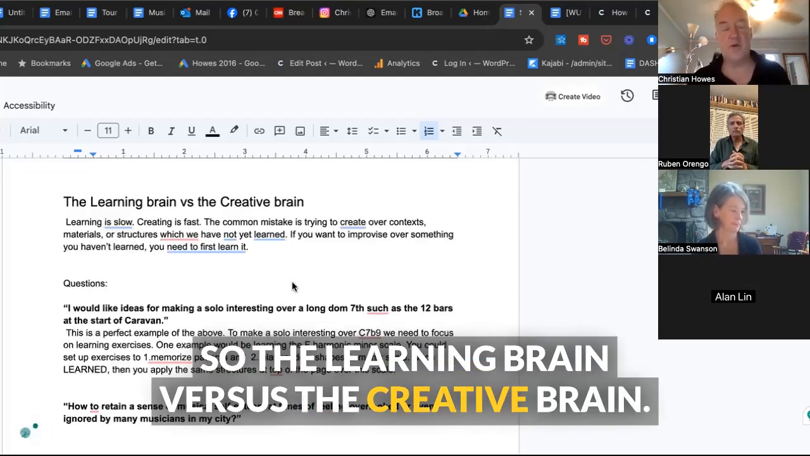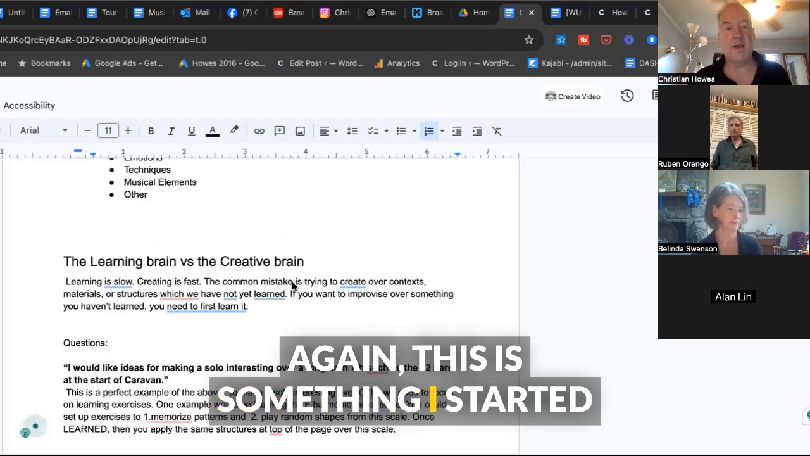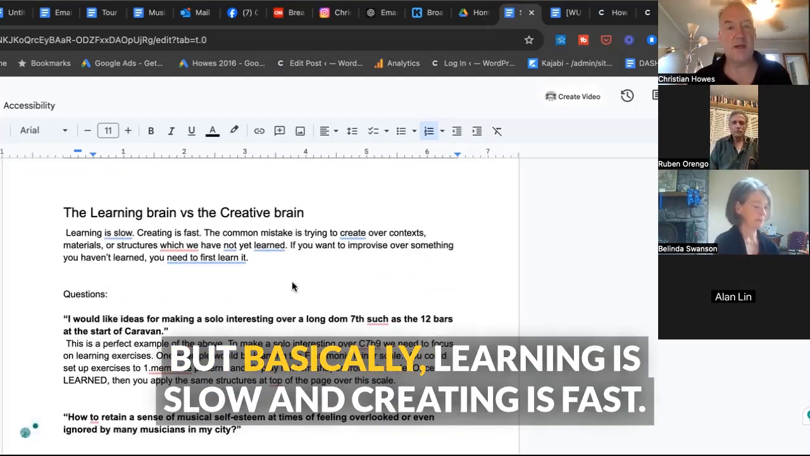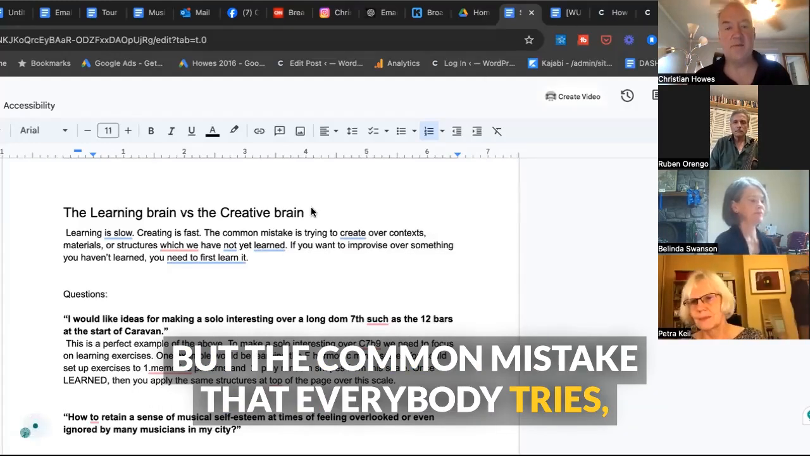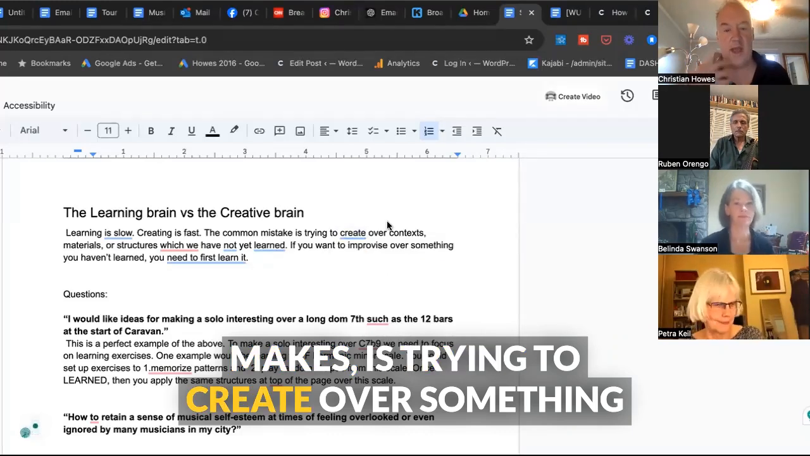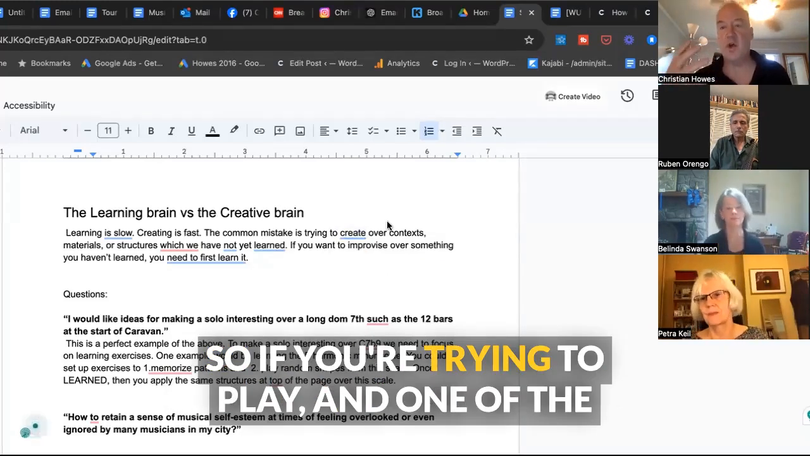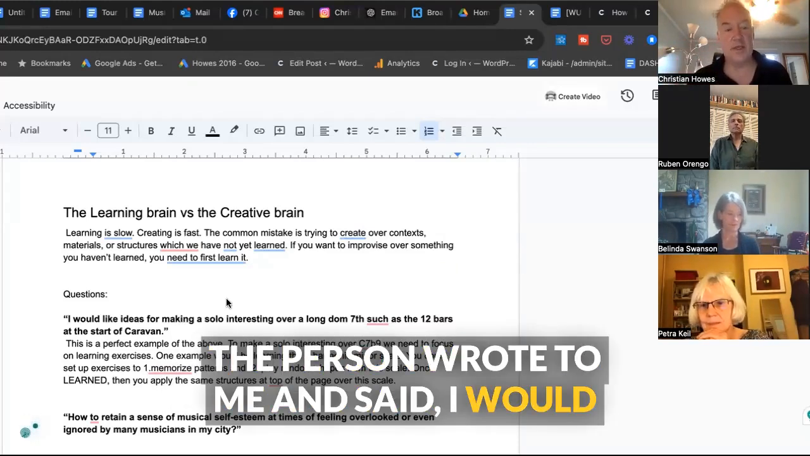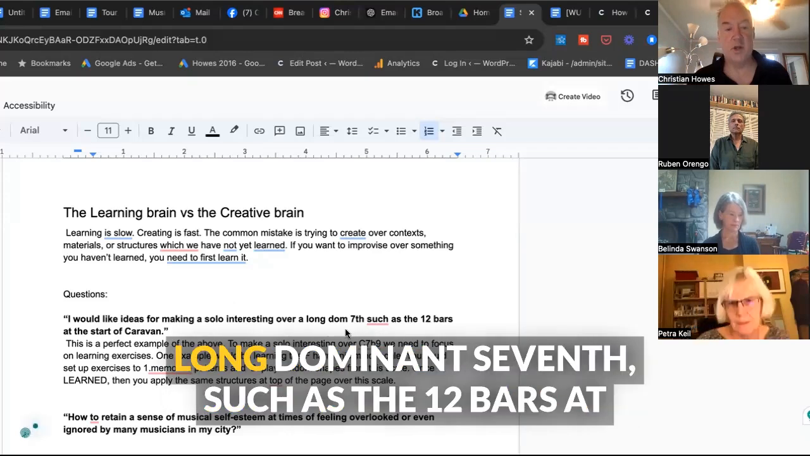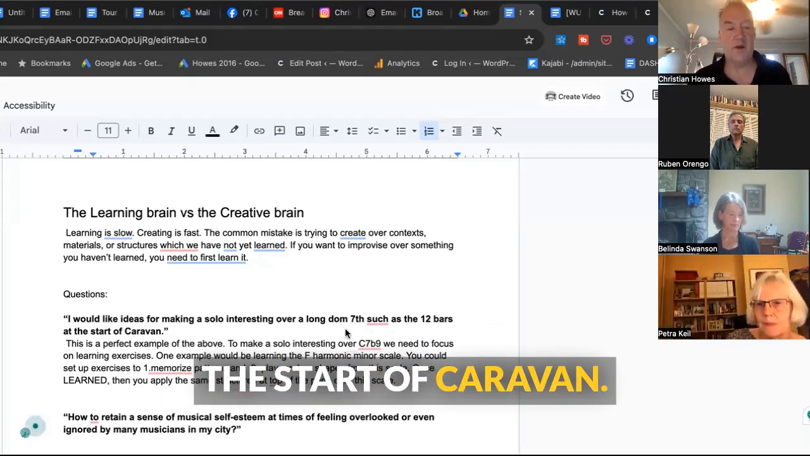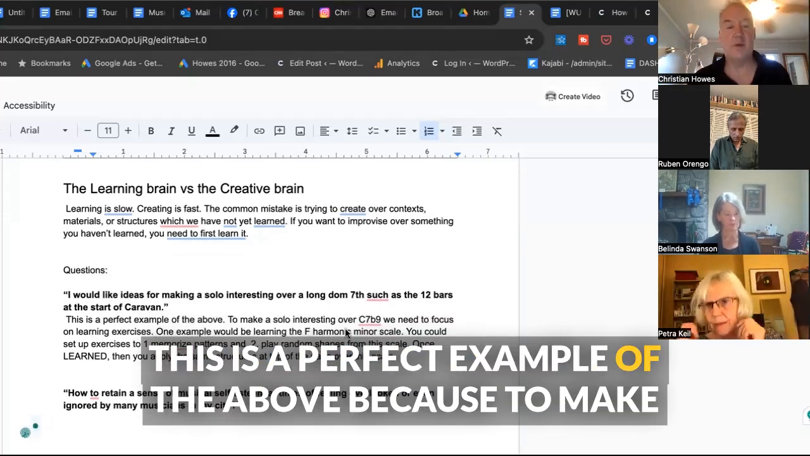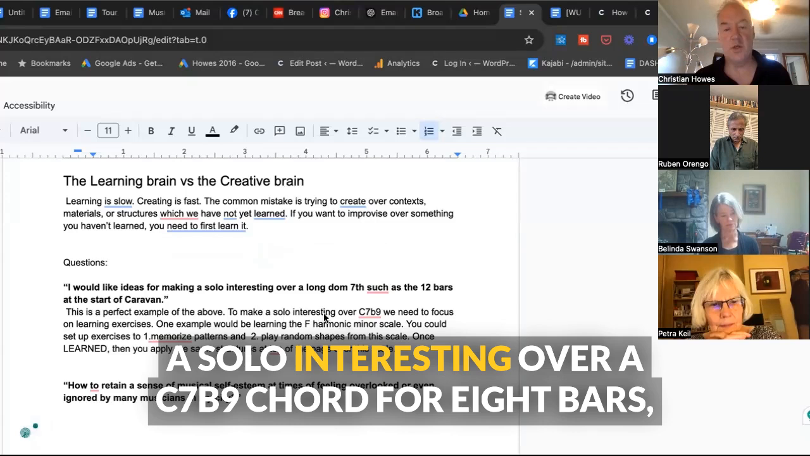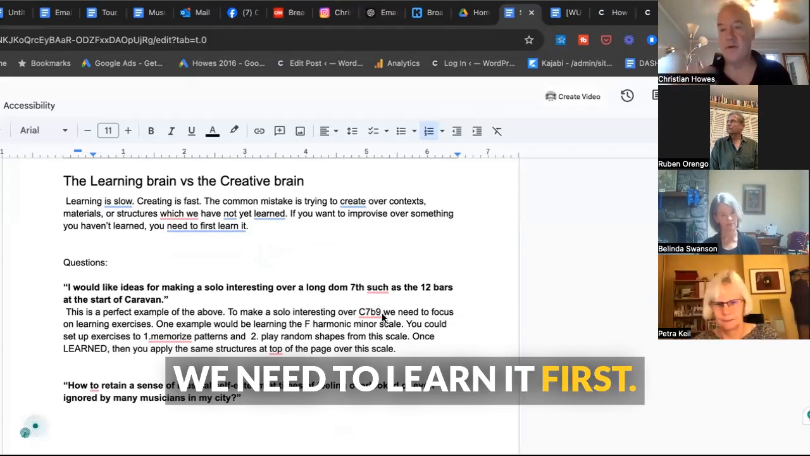So the learning brain versus the creative brain, again, this is something I started to talk about, I think, but basically learning is slow and creating is fast. But the common mistake that everybody makes is trying to create over something they haven't learned. One of the questions I got was this. The person wrote to me and said, I would like ideas for making a solo interesting over a long dominant seventh, such as the 12 bars at the start of Caravan. This is a perfect example of the above, because to make a solo interesting over a C7 flat 9 chord for 8 bars, we need to learn it first.